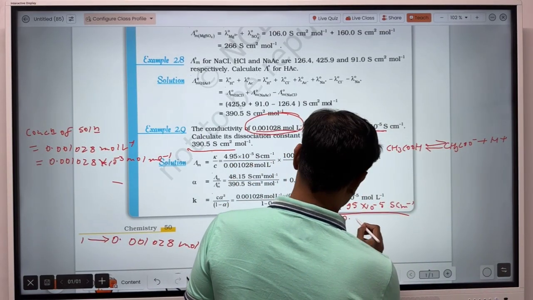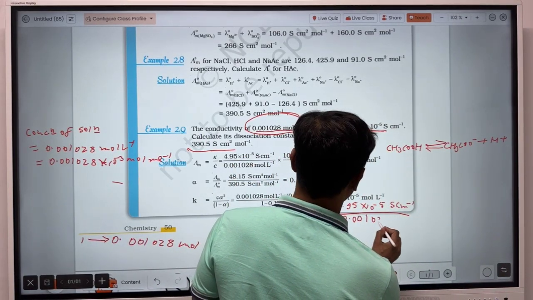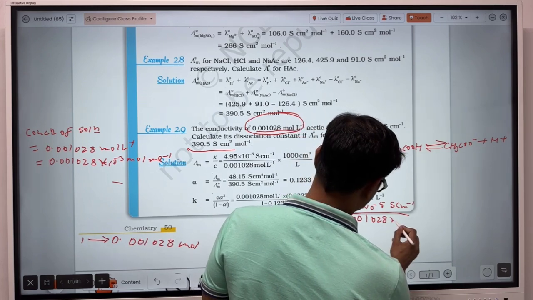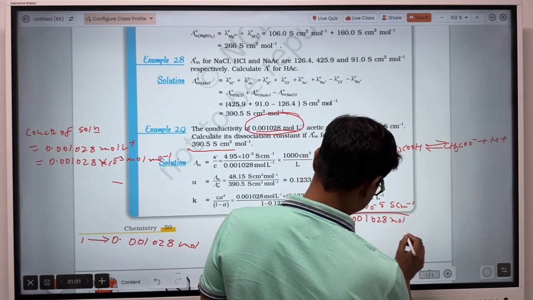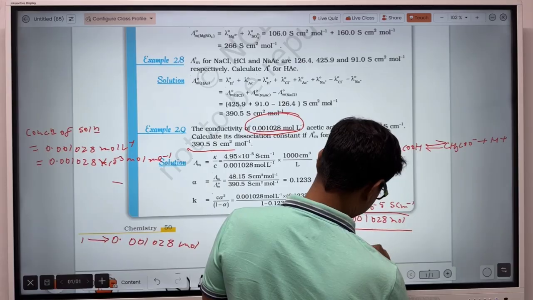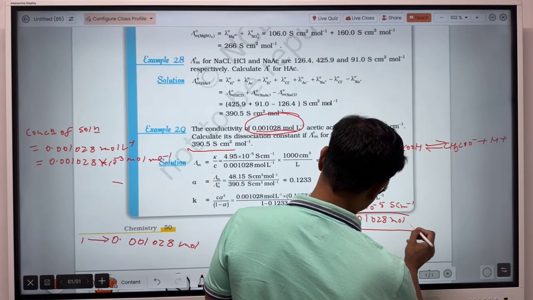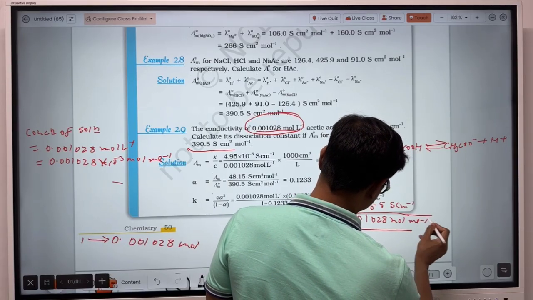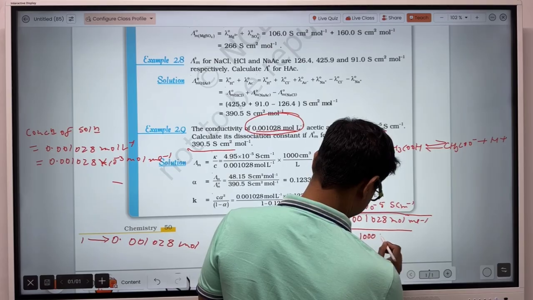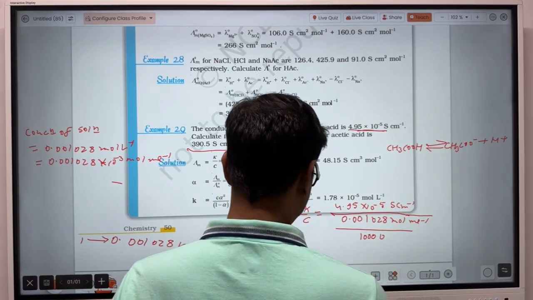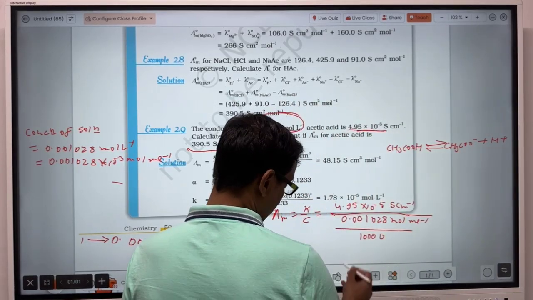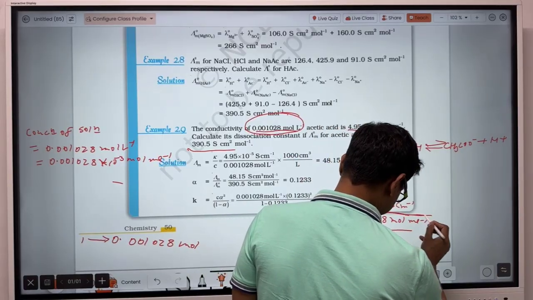So 0.001028, that much mole per liter you have there. So that much divide by mole per milliliter, that will be when you divide by 1000. Kappa by C, lambda m is that much. So main division line is this much.